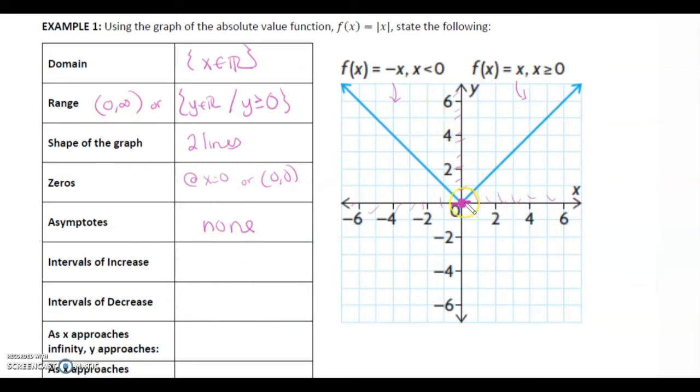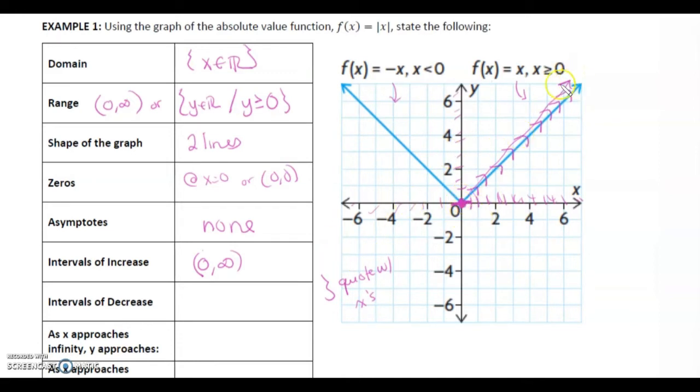Okay, we increase from 0 to infinity, right? So whenever we're talking about intervals of increase and decrease, you can make a little note with the x's. So all of these right here, intervals of increase is going to be from 0 to infinity. And because we read a graph from left to right, so if we're reading this, we're reading it to the right.